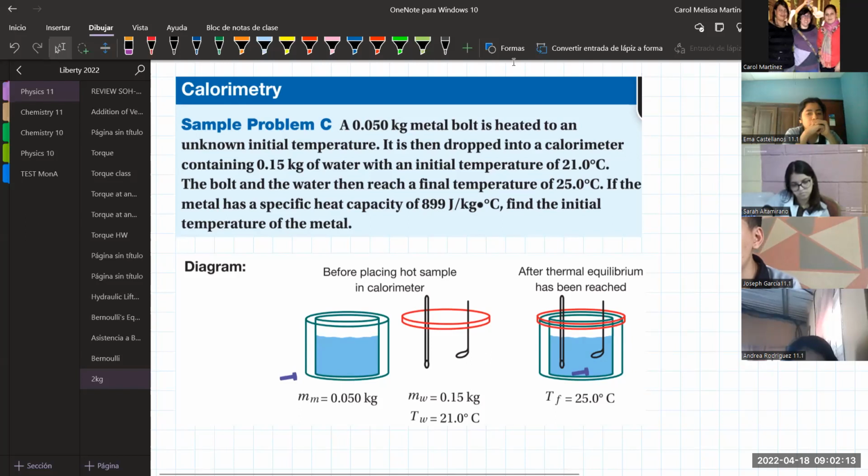Anyways, in this simple problem, it says a 0.050 kilogram metal bolt is heated to an unknown initial temperature. You don't know the initial temperature of it, okay? But it says that then it is dropped into a calorimeter that contains 0.15 kilograms of water that has an initial temperature of 21 degrees Celsius. The bolt and water then reach a final temperature of 25 degrees Celsius. And then it says, if the metal has a specific heat capacity of 899 joules per kilogram Celsius, find the initial temperature of the metal.